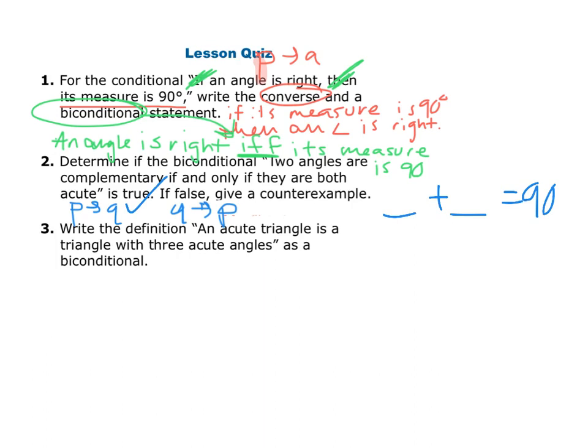Now let's look at the converse, Q then P. So if both angles are acute, then the two angles are complementary. So if we have two acute angles, let's say we have 30 degrees and 20 degrees. These are both two acute angles. Do they add up and give you 90? No. So therefore, the converse, Q then P, would be false. So our biconditional would be false, and our counterexample could be the two acute angles, 30 degrees and 20 degrees.